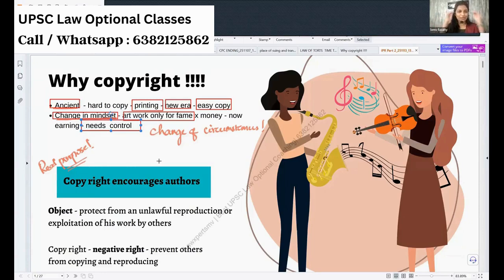So you have to be very clear when we talk about copyright law. Why do we need a copyright law? It is because the time changed. Copying became very easy, so we can actually manipulate anything. That's why we need protection. That is one point. The next point is that the author's mindset has changed now. It is not only for fame, but you can also commercialize it. So when money comes into the picture, there needs to be control. That's why we have copyright laws.